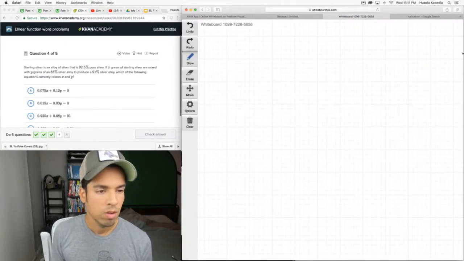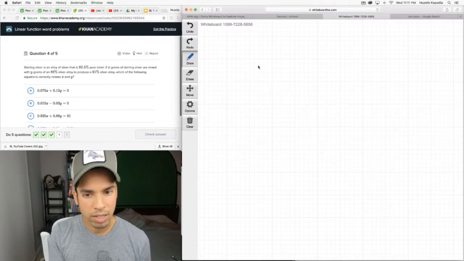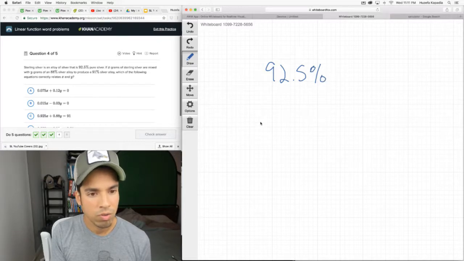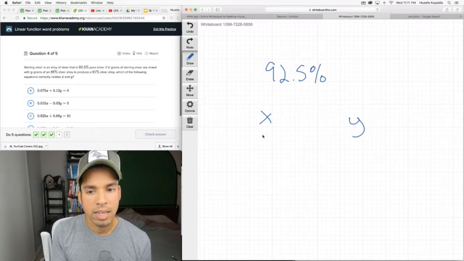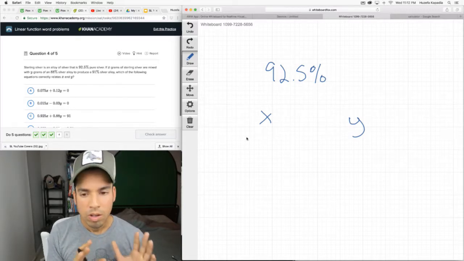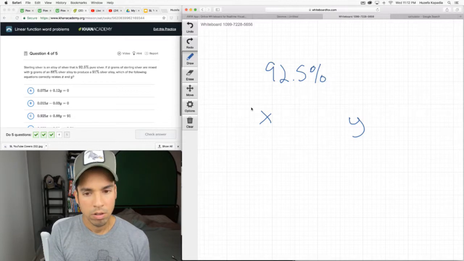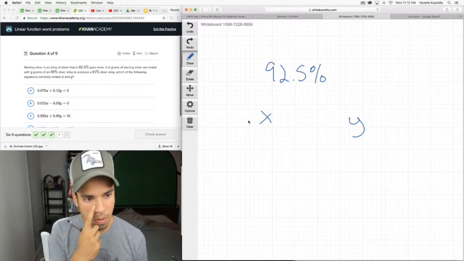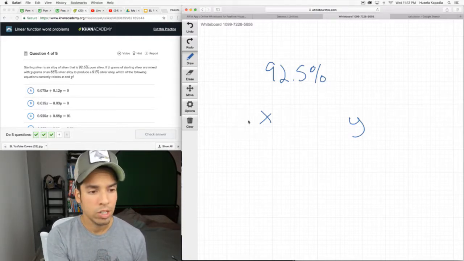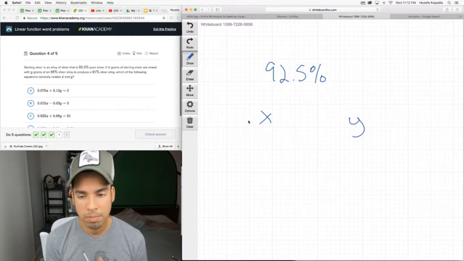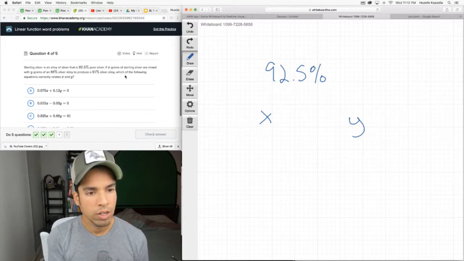Let's do 2 more. Sterling silver is an alloy of silver that is 92.5% pure silver. If X grams of sterling silver are mixed with Y grams of an 88... okay. We got sterling silver. So X grams. These equations, when I look at them, I'm not totally sure what's going on, but here's what I'm saying. We know that we're trying to get a 91% silver alloy by combining a certain number of grams of this.